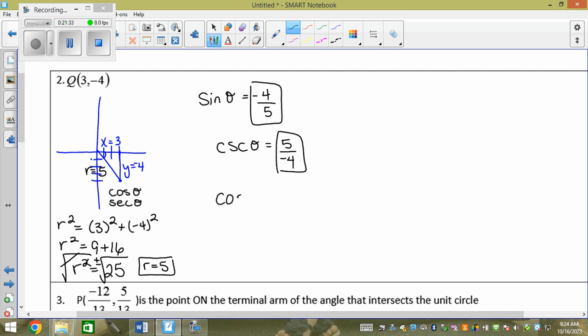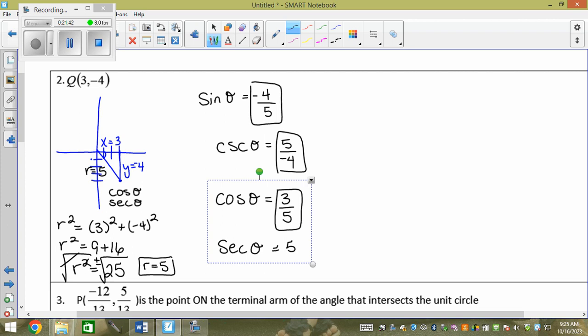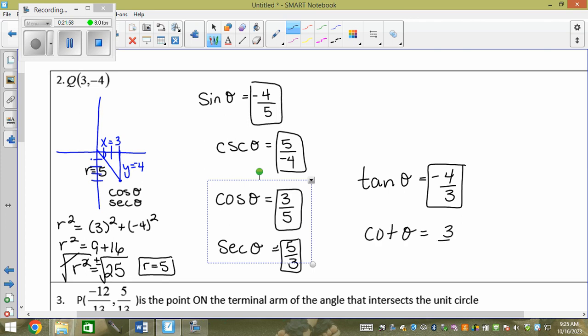Cos theta, so we get 3 over 5, and it's positive, which it should be. Secant will be its reciprocal, so it'd be 5 over 3. Tangent is tan theta, y over x, so it's -4 over 3, which is negative, which it should be, because only cos and secant should be positive. And then cotangent is its reciprocal trig identity. You can write it like this, like this, or like this. They're all the same.